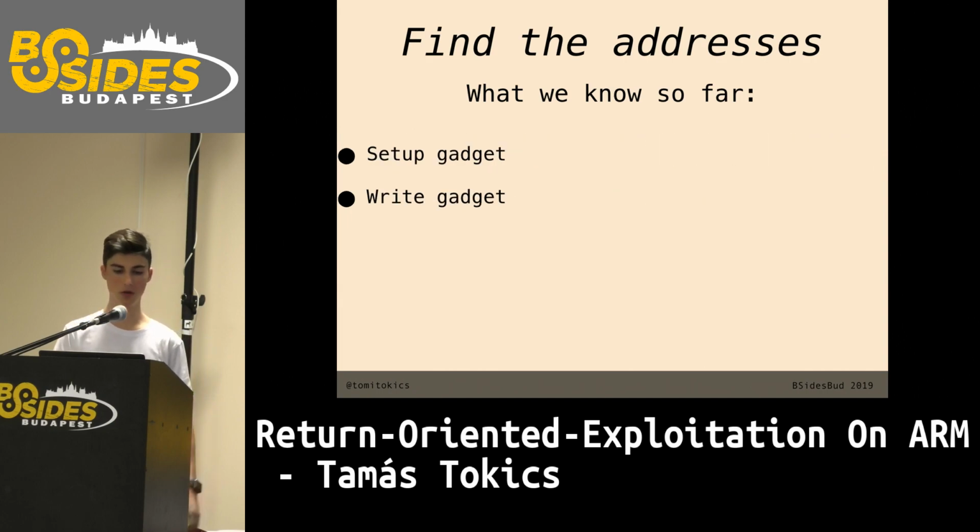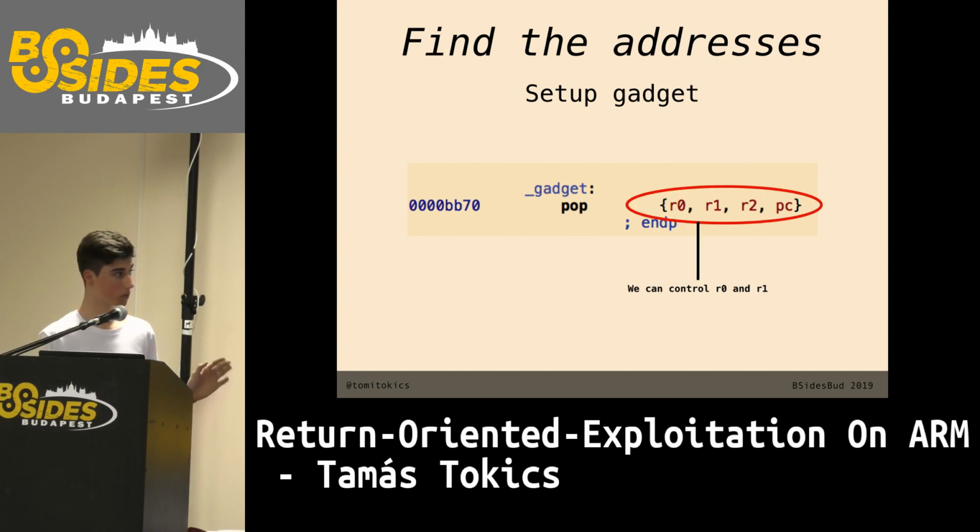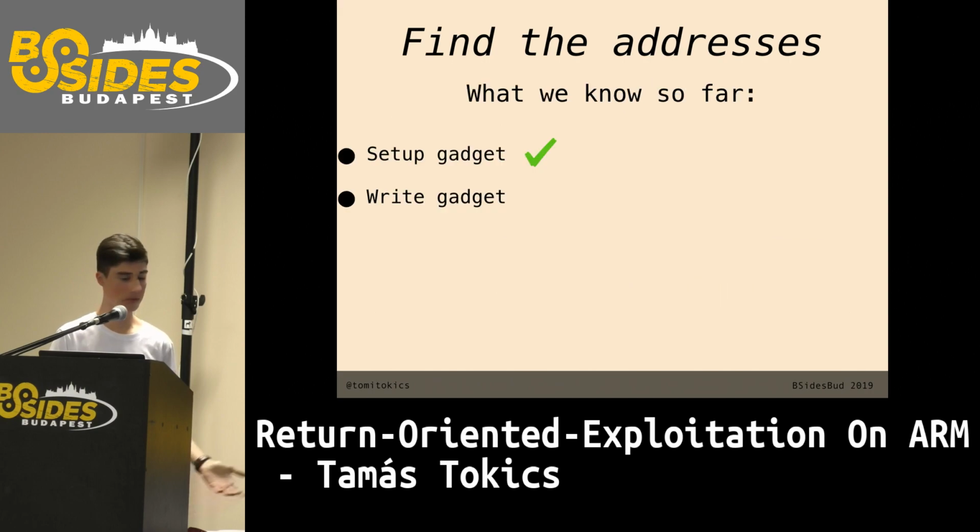So here's the first part. We want to find the setup and the write gadget. I actually placed these gadgets into the binary just to make them easier to find. We can see it pops R0, R1, R2 and the program counter, which means we can control R0 and R1. So we basically have the setup gadget.